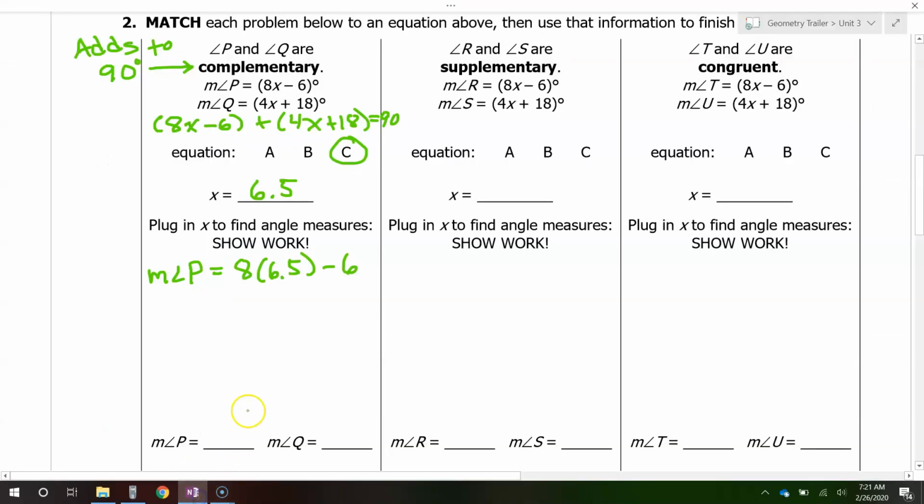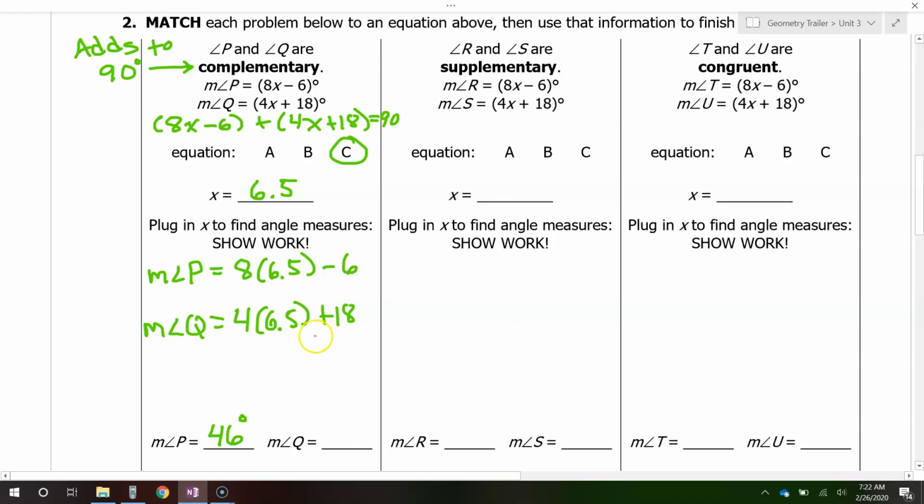So that's 46. All right, 46 degrees. Now let's find the measure of angle Q. The measure of angle Q, that's 4x plus 18. All right, so that's 4 times 6.5 plus 18.